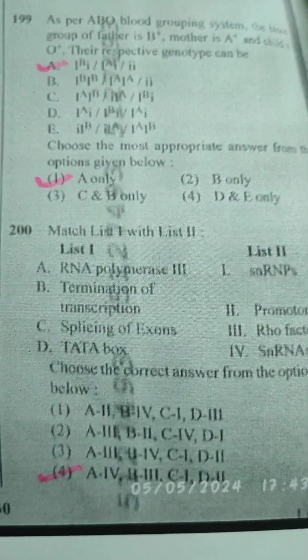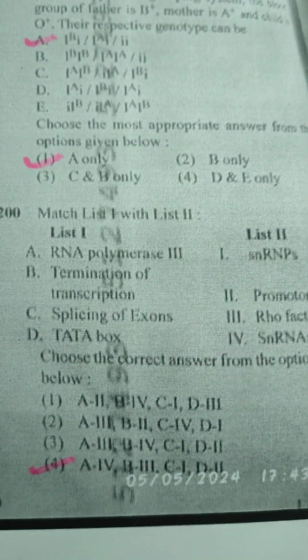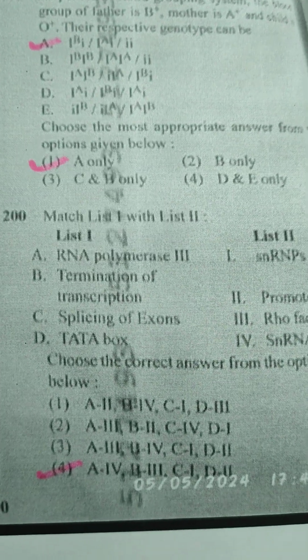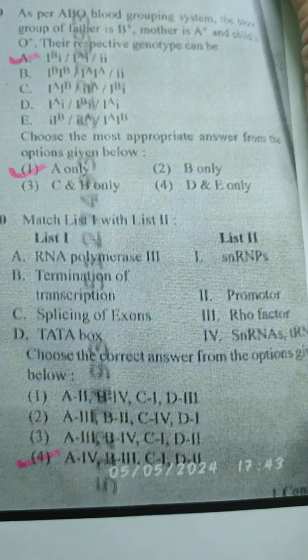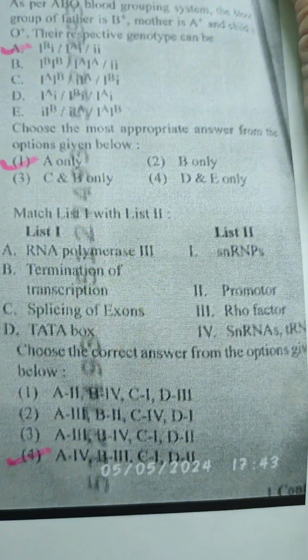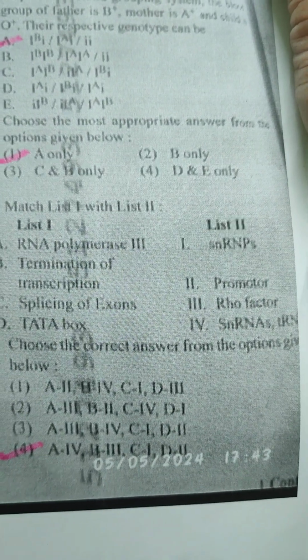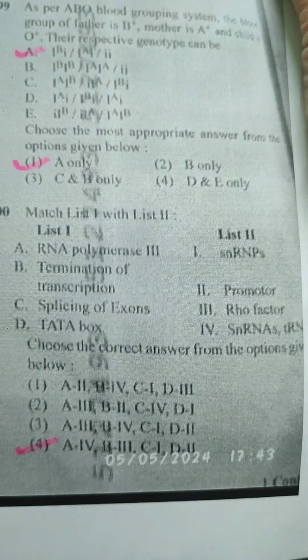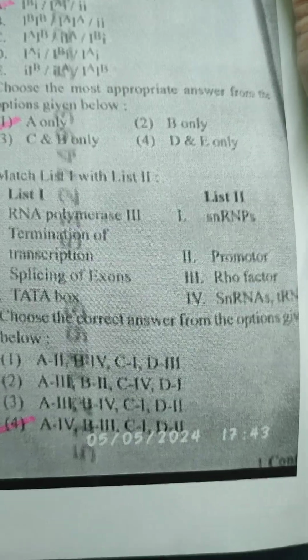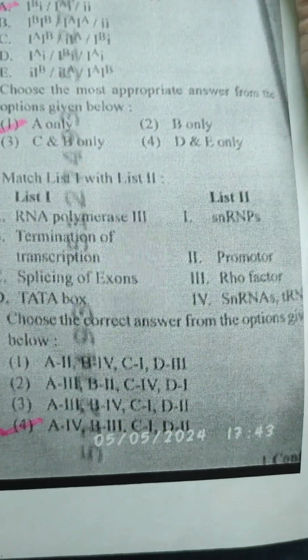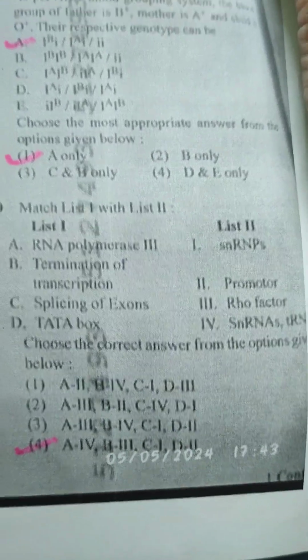Last question, question number 200. Match List 1 and List 2. List 1: A. RNA polymerase 3, B. termination of transcription, C. splicing of exons, and D. TATA box. List 2: 1. snRNPs, 2. promoter, 3. Rho factor, and 4. snRNAs, tRNA. So the correct option is 4: A4, B3, C1, D2.